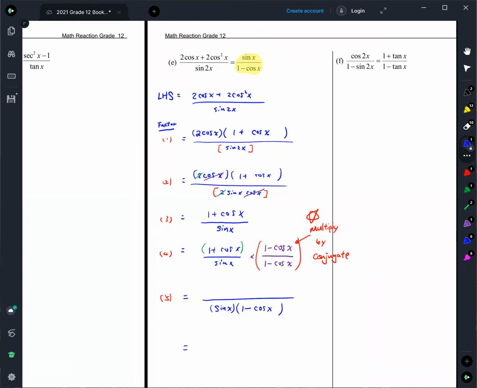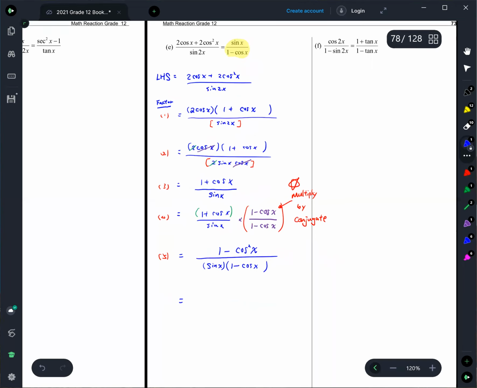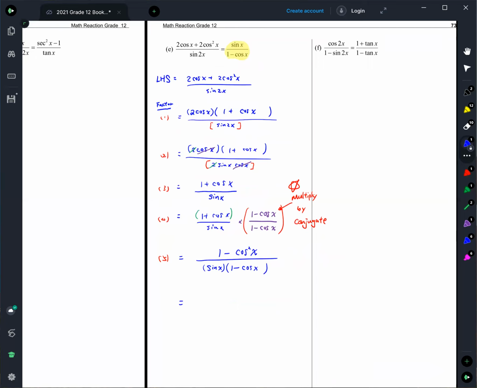Okay, Chris, what do you have? Numerator. 1 minus cosine x squared. Yeah, 1 minus cosine x squared. Don't forget the x. So that's using the conjugate formula, or you call that difference of squares. Any questions so far? We're getting closer, because now you have the 1 minus cosine in the bottom. Anyone want to help us out? Like, what do we do next?